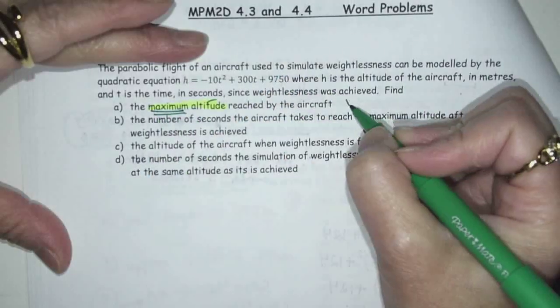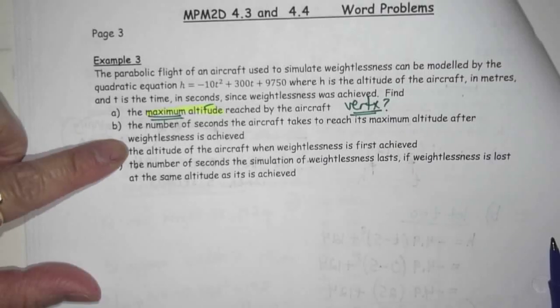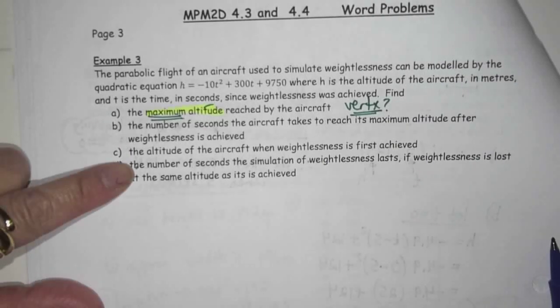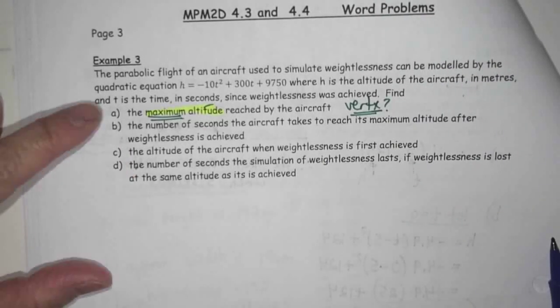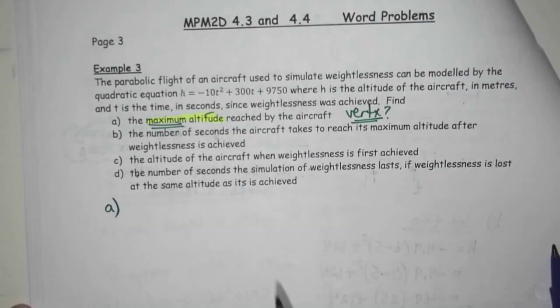This word here. So what is the vertex? The number of seconds it takes to reach the maximum, we'll get that in a bit, and the altitude when it's first achieved. So let's just start with number 1. So for A here, we want to find the vertex.